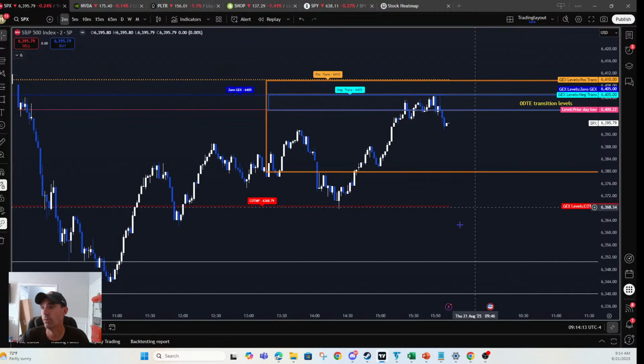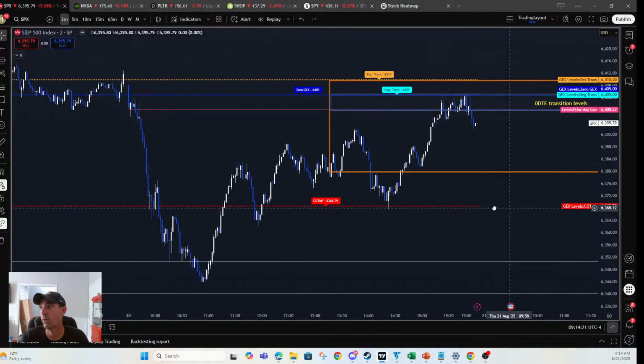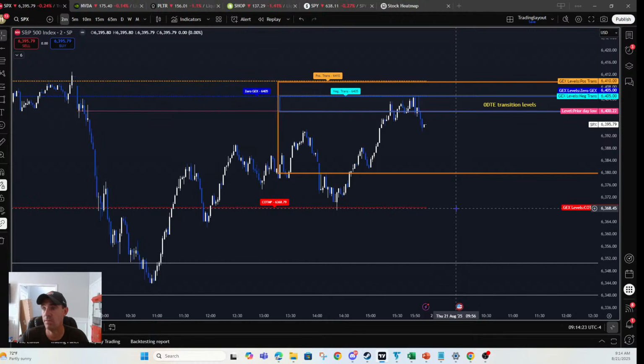So the trading plan for today would be: below COTMP, we'd be short for a move down towards 63.50, possibly 63.40. If we see a bounce around this 63.70 area at COTMP, we'd look for a bounce to the bottom of the drunken sailor range, 63.80.